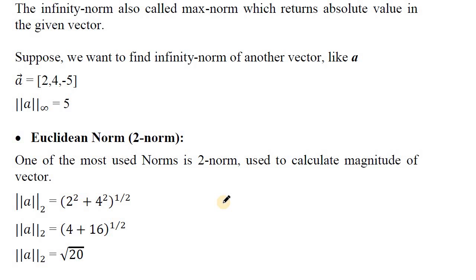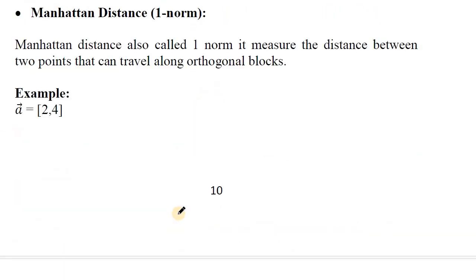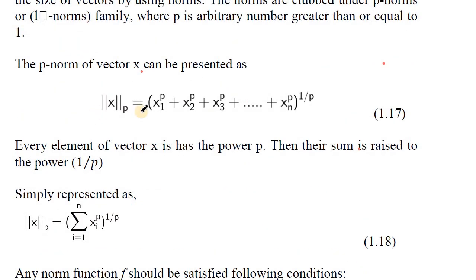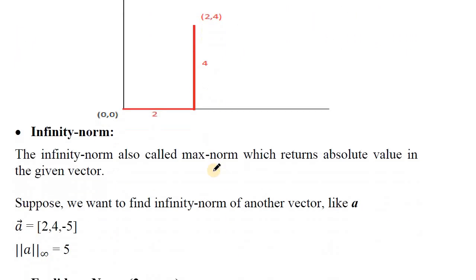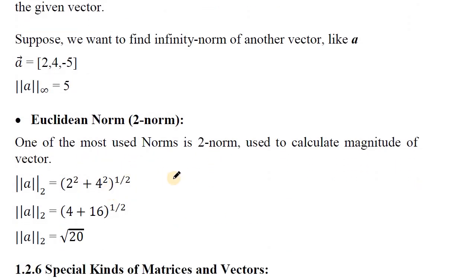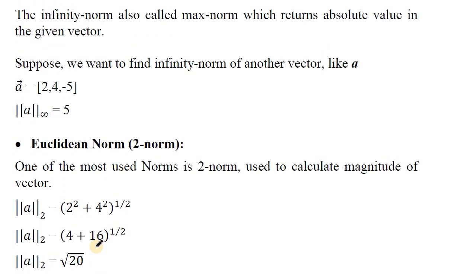Okay. The next one is Euclidean norm, which is also called as 2 norm. Euclidean norm basically कैसे calculate होता है? Suppose we are having a vector 2, 4, then we use the same formula over here which is given over here, and we just replace p by 2. Okay, so x1 raised to 2 plus x2 raised to 2, everything raised to 1 upon 2. Okay, so 2 square plus 4 square, it gives you 4 plus 16. So under root of 20 is your Euclidean norm.